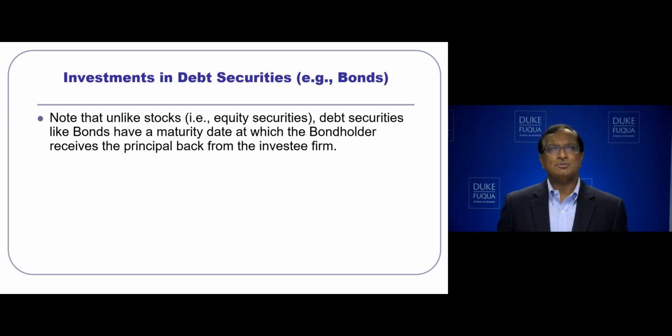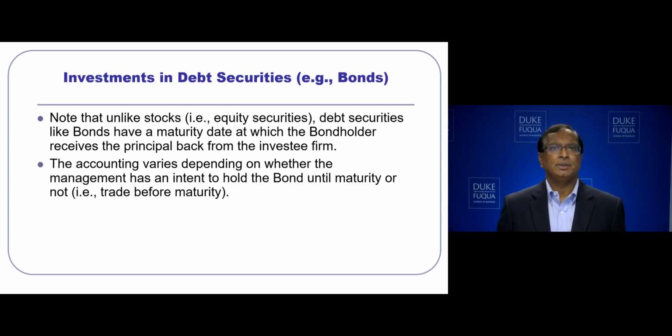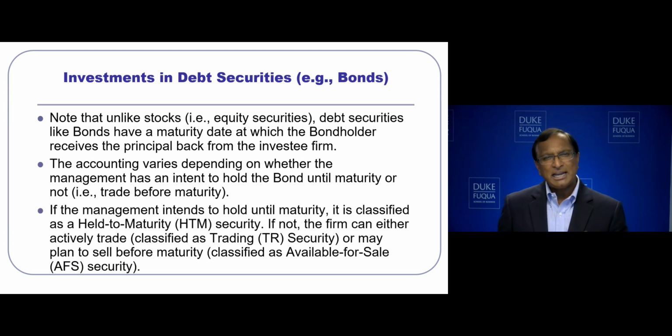Now, let's talk about investment in debt securities. Unlike stocks, debt securities, for example, bonds, have a maturity, at which the bondholder receives the principal back from the investee firm. The accounting varies depending on whether the management has an intent to hold the bond until maturity or not. If the management intends to hold until maturity, it's classified as held to maturity security.